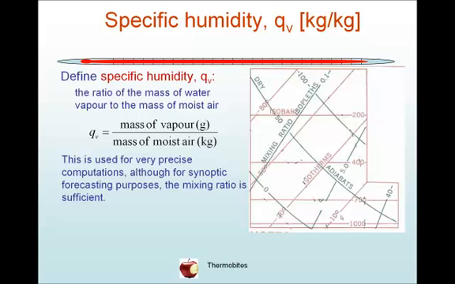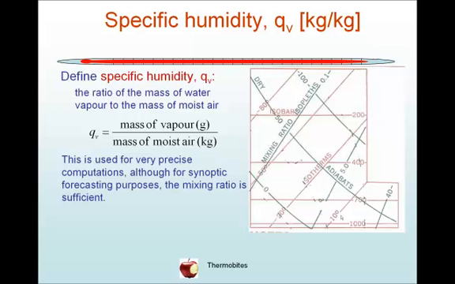But as done for the relative humidity, given the smallness of the values, it's more convenient to do it on a SQT log P aerological diagram, to calculate the specific humidity QV as the mass of vapour in grams divided through by the mass of moist air in kilograms. And this is used for very precise computations, though for synoptic forecasting purposes the mixing ratio is sufficient.